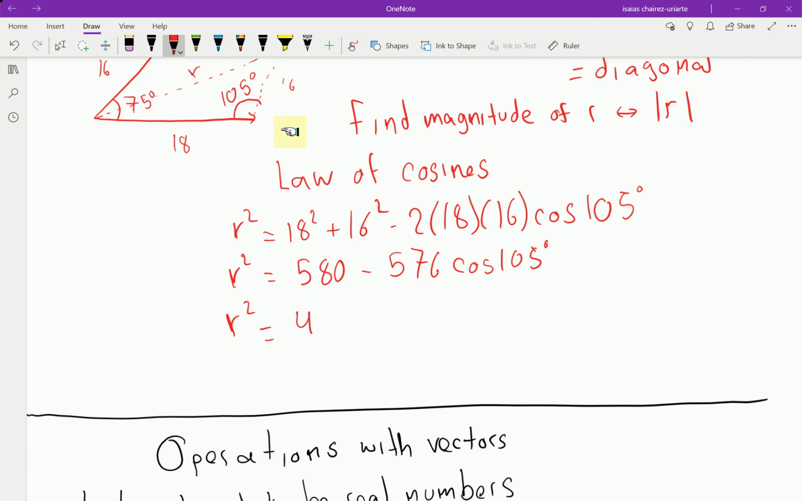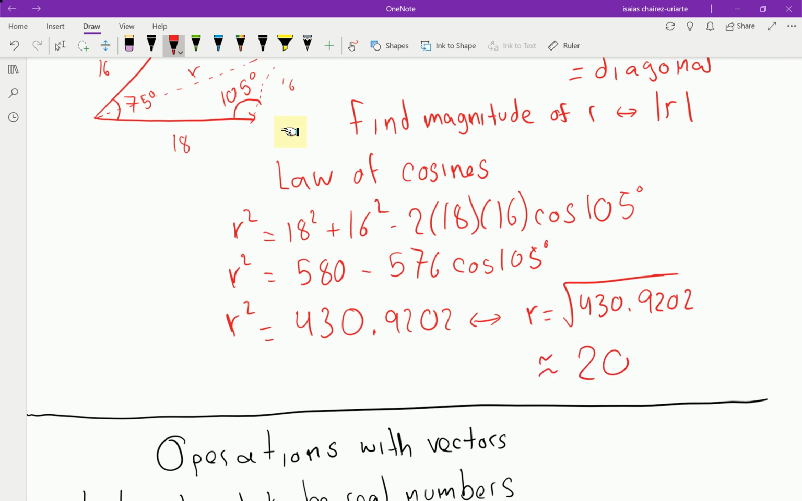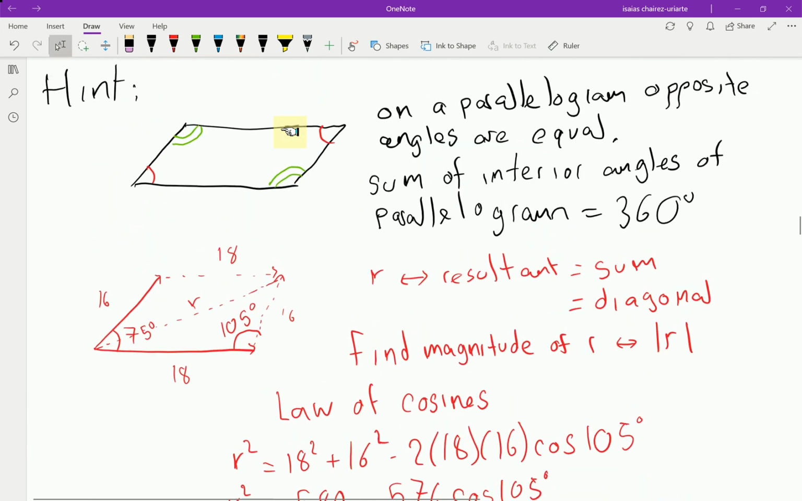So let's see, I get 430.9202. Okay, well then R is the square root of that. 430.9202, and I get about 20.8. I guess we're dealing with forces, so this is newtons. And that is the magnitude of my resultant.